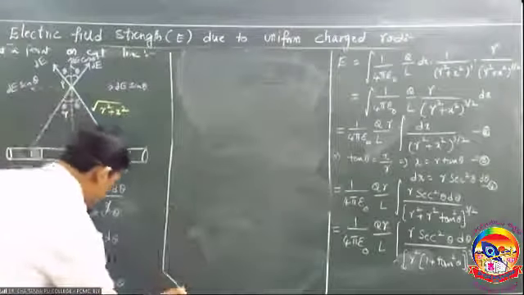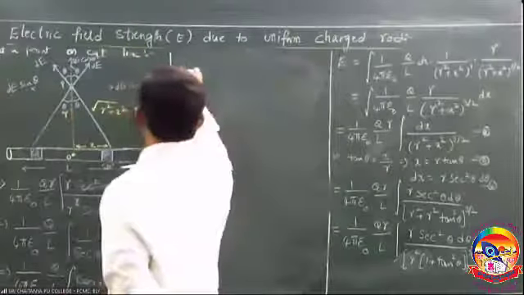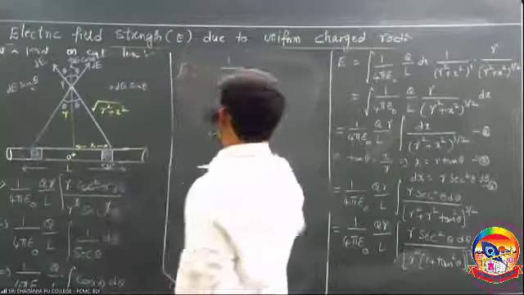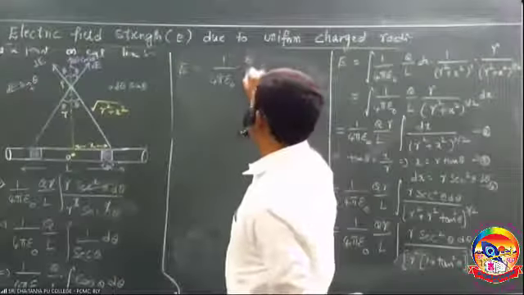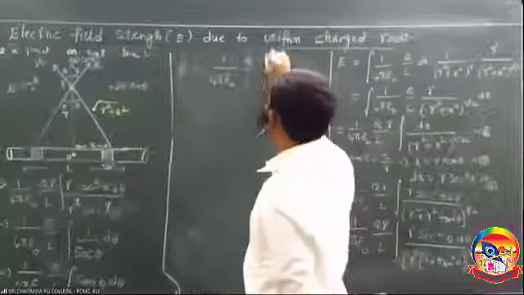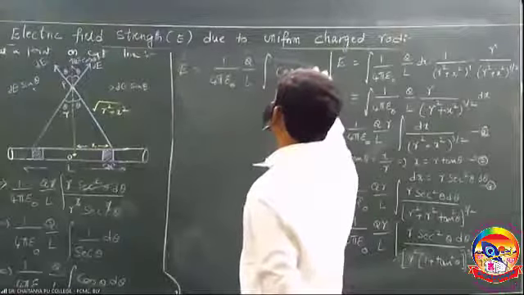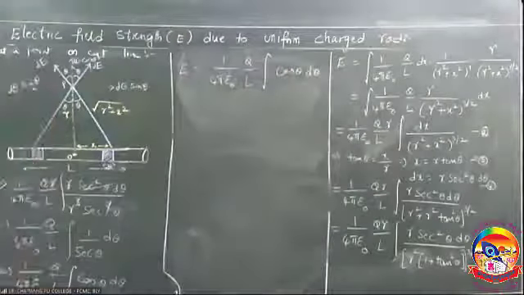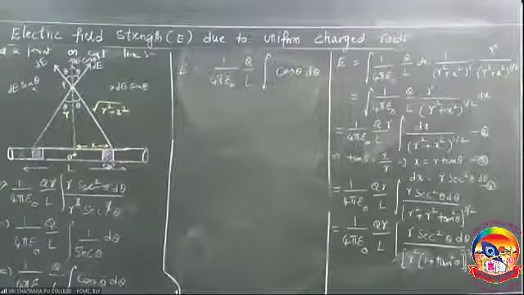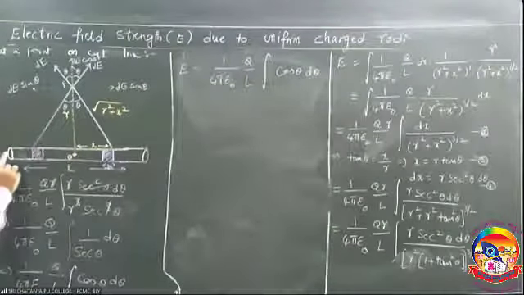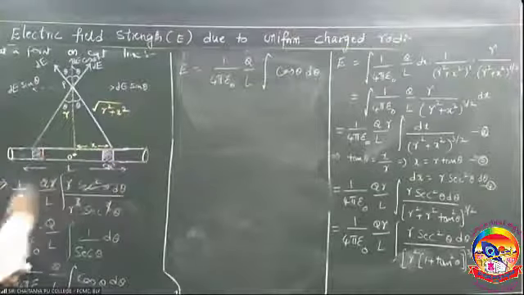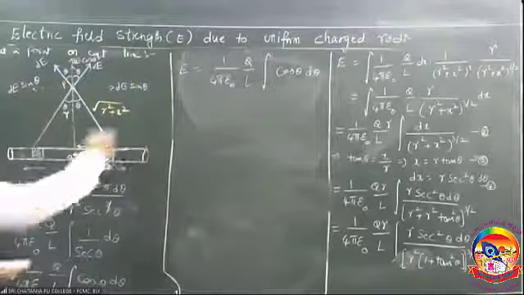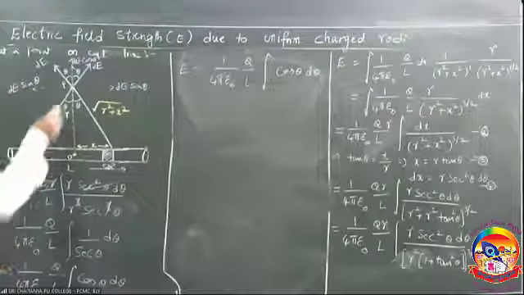Next. See what we got here. E is equal to 1 by 4 pi epsilon naught Q by L integral of cos theta d theta. Finally it comes into thetas. What are the limits for theta? Limits from this end to this end. One angle is made by this end, one angle is made by this end. So I write like this. Just observe.